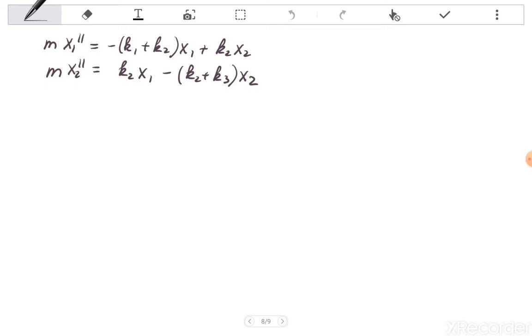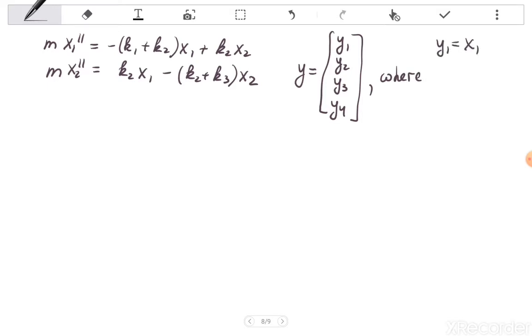To do this, we have to introduce some new vector y, which will have 4 coordinates, because both of the functions x1 and x2 are involved in second derivatives, so overall we'll get fourth order, right? Therefore we'll have 4 coordinates, and we denote y1 as x1, y2 as x1 prime, y3 as x2, and y4 as x2 prime. So let's write the system in normal form.